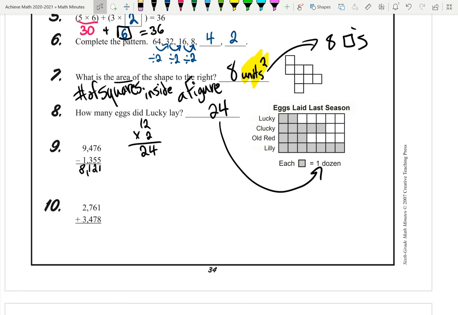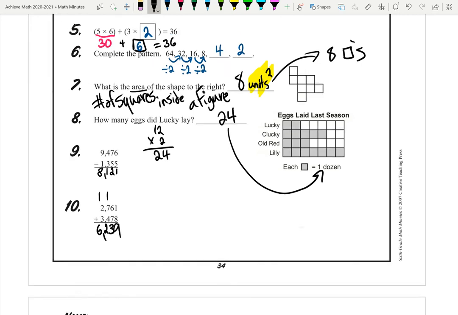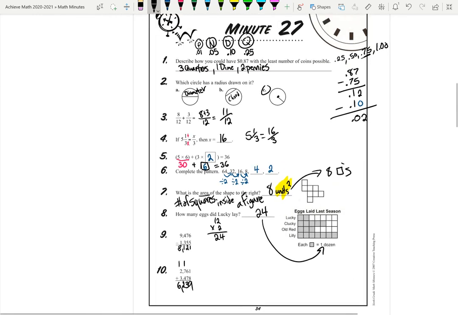Number 10, I'm going to have to add them. 8 plus 1 is 9. 6 plus 7 is 13. Carry the 1. Now I'm going to go ahead and add 7 and 1 is 8, and 4 is going to be 12. Carry a 1. Resulting in 6,239. This has been Math Minute 27.